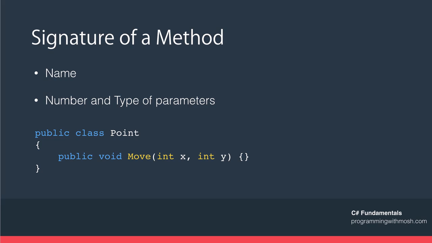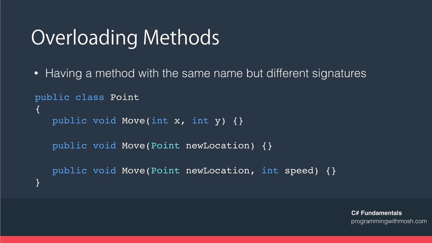A concept that goes hand in hand with the signature of a method is overloading. So basically overloading means having methods with the same name but different signatures. Look at this example here. We have a Point class with three Move methods. Imagine this point represents a point on the screen, and we would like to move it to a different location. So we can have three overloads of the Move method.